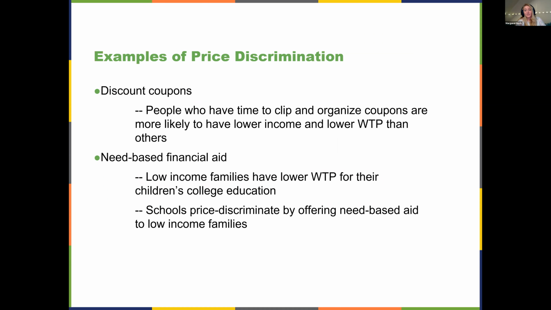Discount coupons are another example of price discrimination. People who have time to clip and organize coupons are more likely to have a lower income and a lower willingness to pay than others. People that take the time to clip coupons and go to the store and use those coupons to buy groceries are going to be paying a lower price versus someone else who doesn't have coupons with them. It's the same exact groceries, but people that have coupons are paying a different price. This is price discrimination.